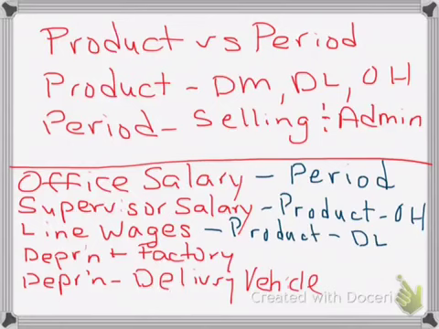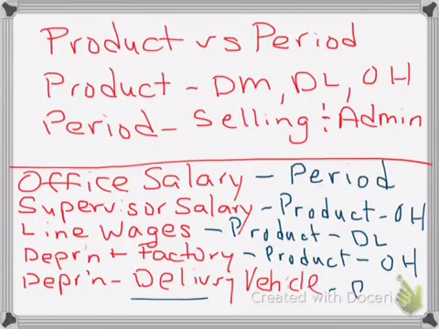Then we have our depreciation for our factory building. Anything that has to do with the factory is going to be a product cost. And that is going to be an overhead cost because it's not a direct material and it's not a direct labor, so therefore it has to go into that overhead. Next is depreciation on our delivery vehicle. Keyword here is delivery. That is part of that selling and administrative expenses, and so this is going to be a period cost.